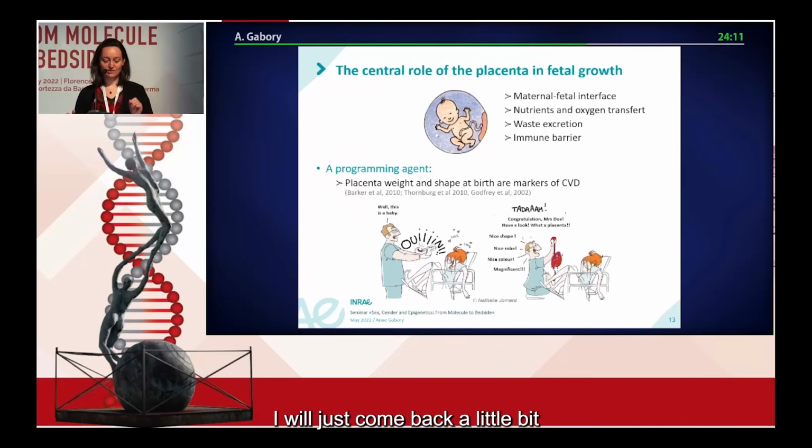I will just come back a little bit to the central role of the placenta in fetal growth. The placenta is really, really important because it's the maternal-fetal interface. It transfers the nutrients and oxygen from the mother to the fetus and excretes the waste from the fetus to the mother. It's also a very important immune barrier.